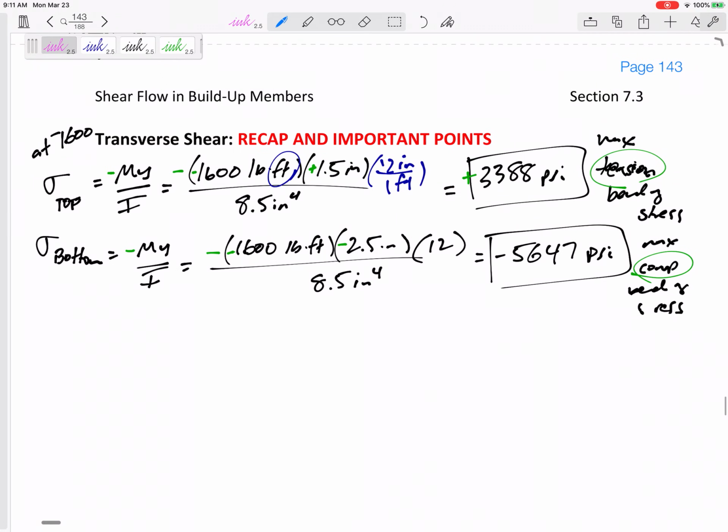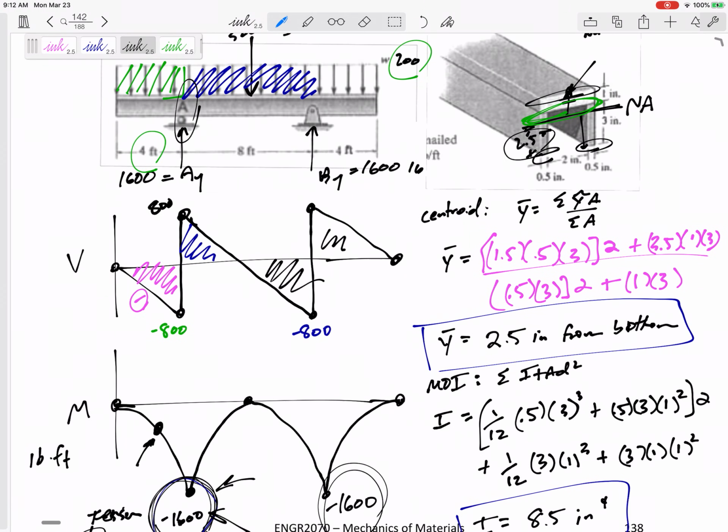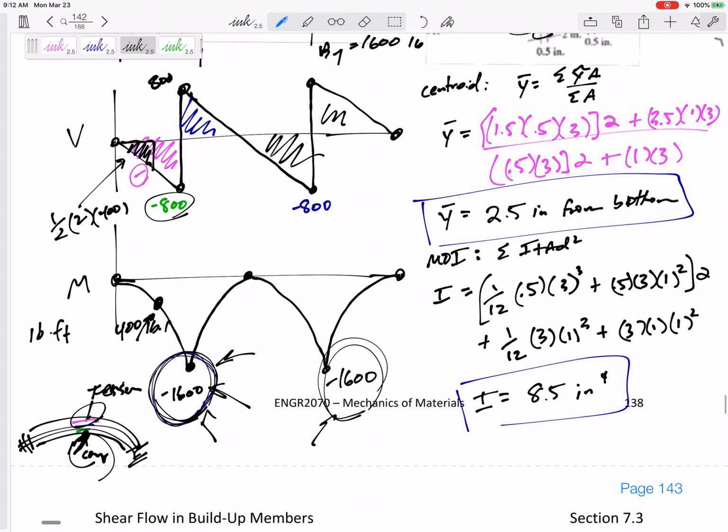All right. Well, let's see here. I know that this would be My over I. So what is the M at this location? Well, it'd be that value right there. What's that value? It would be the area of that triangle right there. What would the area of that triangle be? One half base of 2, a height of, if we're halfway here, this is linear, a height of 400. So this would be 400 pound-feet.